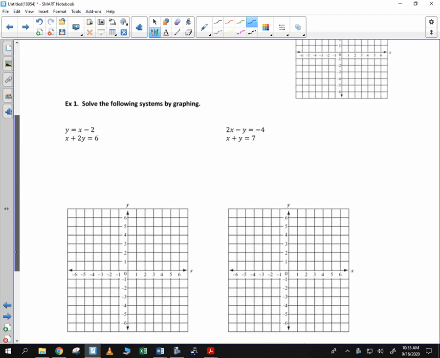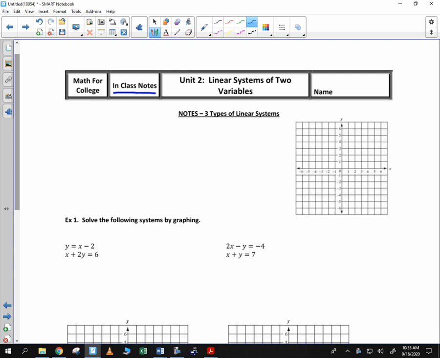But we're talking about linear systems of two variables. And systems are two lines that intersect. I'm going to give you a couple examples here. You could have two lines that go like this. And when we solve a system, we find the intersection point. So that's one way you can have a system of equations.